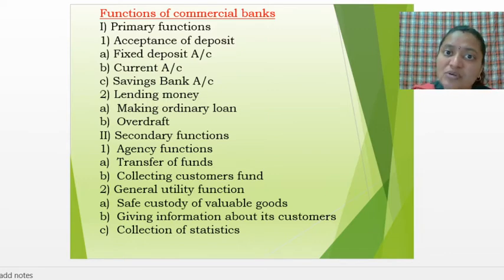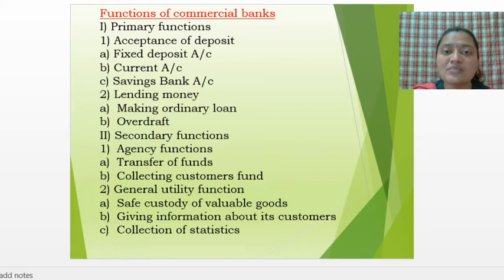Now we are studying about the functions of a commercial bank. First one was acceptance of deposit, which means accepting or taking whatever the deposit is. In that, fixed deposit account is there. Now fixed deposit account means what? You deposit the money for a fixed duration of time.